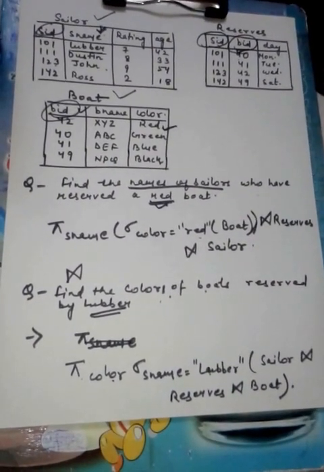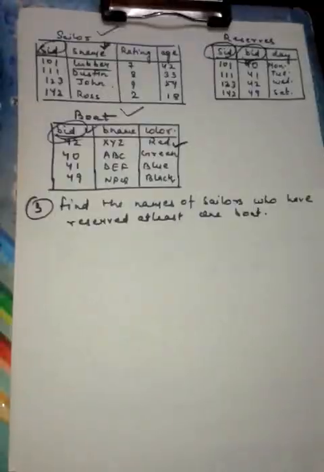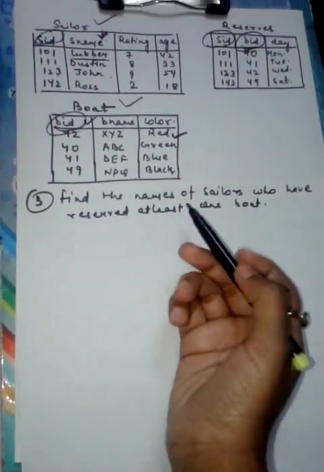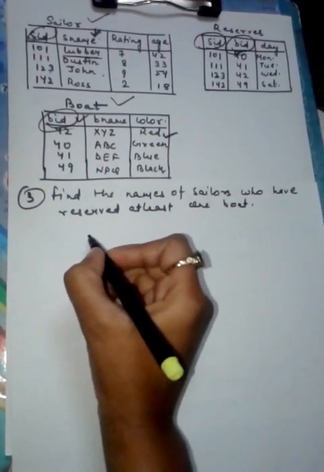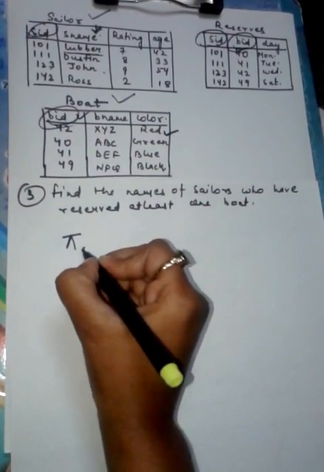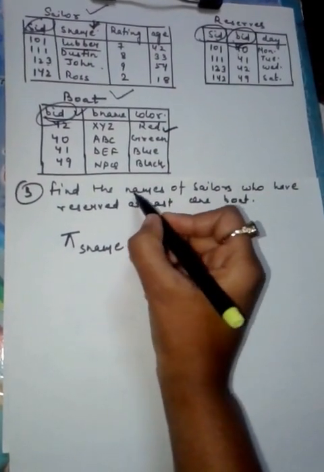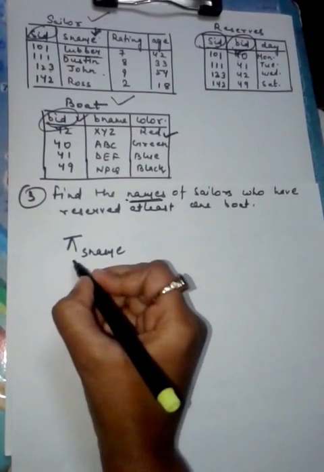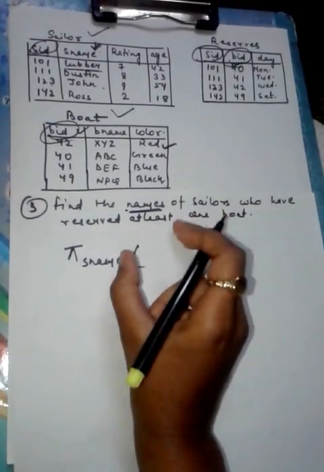Now we'll go through the third query, which we will solve. Our third query is: find the names of sellers who have reserved at least one boat. So what will be the answer to this query? We have to project the seller name, because the given query asks for the name of the seller who has reserved at least one boat.